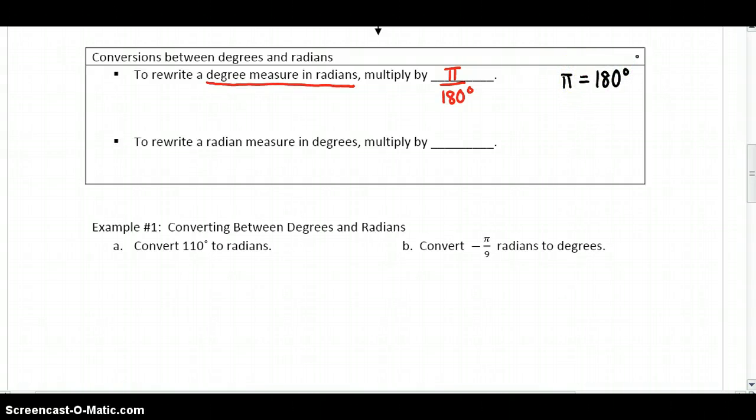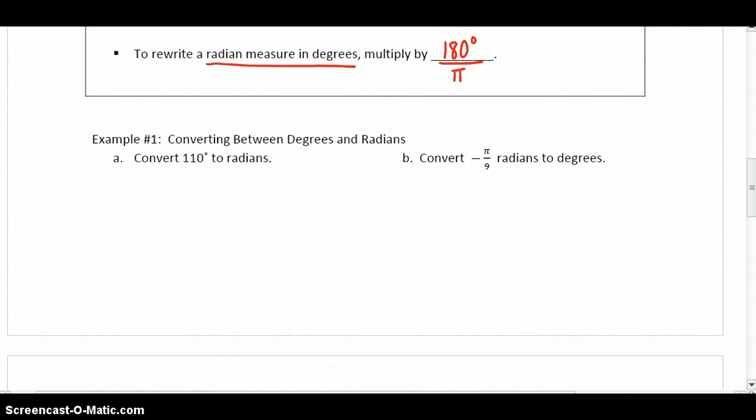So it's a conversion factor, kind of like how there are 12 inches in a foot or 60 minutes in an hour, right? It's just a conversion factor. So if it helps, you can think of it that way. And then to rewrite radians into degrees, we're just going to flip-flop it: multiply by 180 degrees over pi. So let's see how this works.